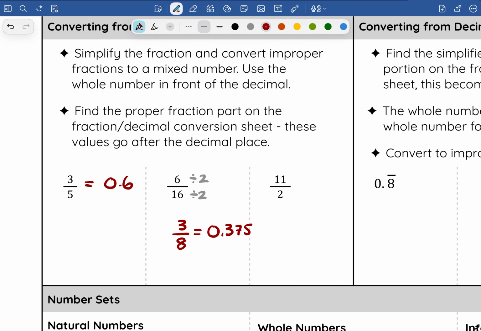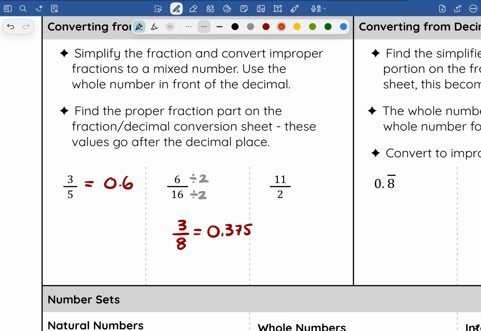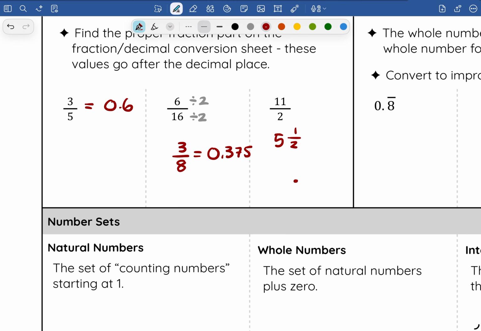What we have next is an improper fraction. So for us to really convert that to a decimal, what is our first step that we have to do? Convert it to a mixed number, exactly. So we ask ourselves, how many times does 2 go into 11? 5 times. And what's the remainder? 1, so that goes to the top, and the bottom stays a 2. And now what we're looking for is we want to find 1/2 on our decimal conversion sheet. That will give us 0.5. But instead of writing 0.5, because we have the whole number 5 in front, we're going to write 5.5. And there we go, we have our decimal.